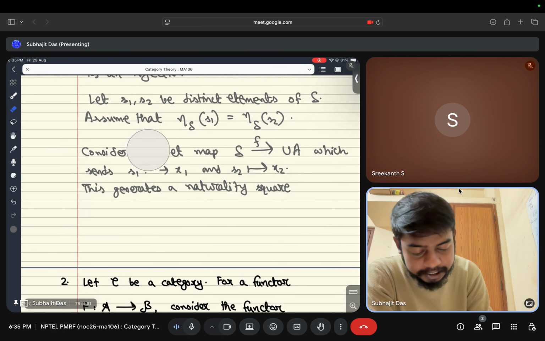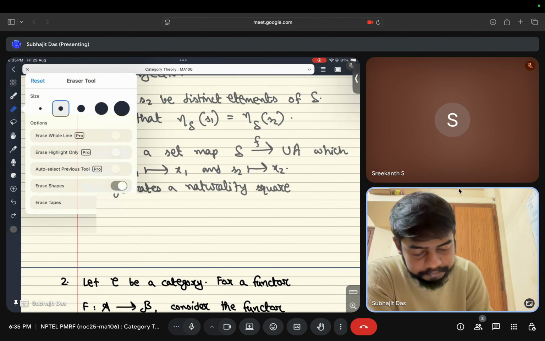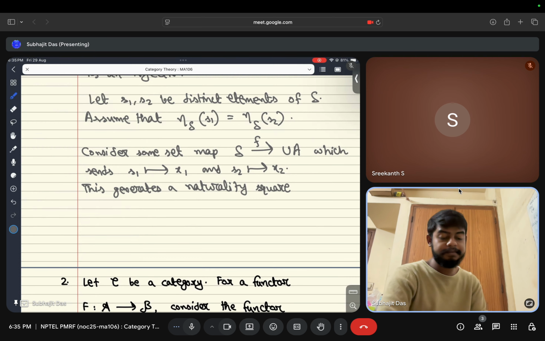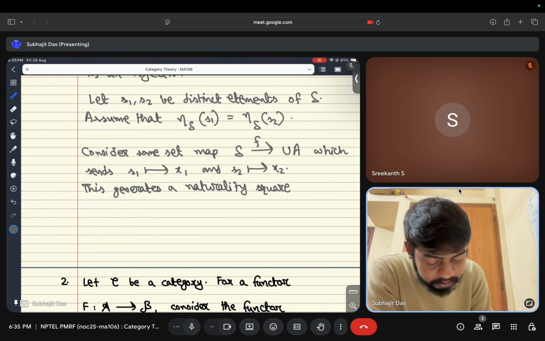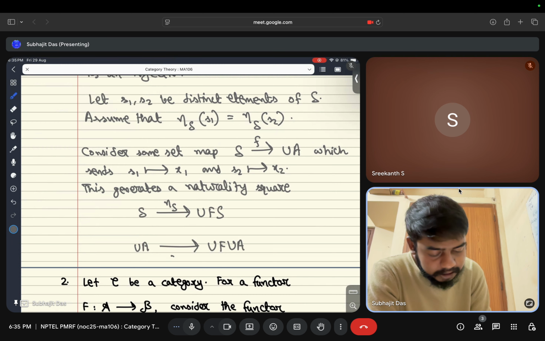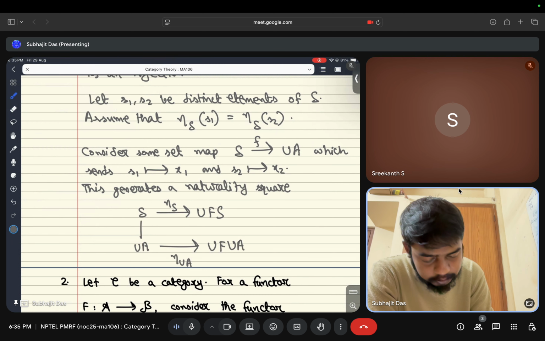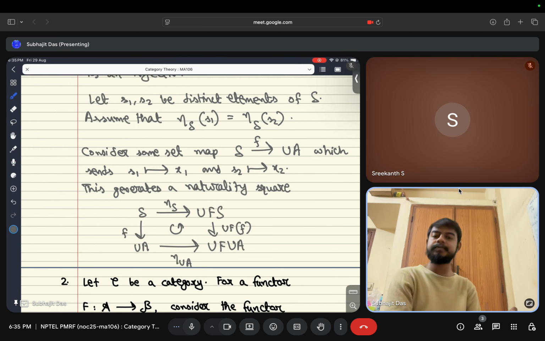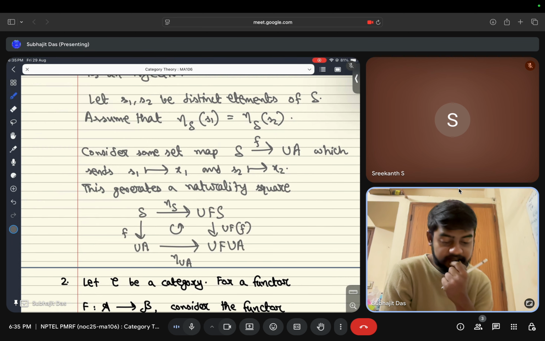So maybe I should write, take one set map which does this. So S to UFS, you have eta at S, and what else? UA to UFUA, eta at UA. S to UA, you have your F, and UFS to UFA, you have UF applied on F, right? This commutes. Okay, so let's see if this works at all.